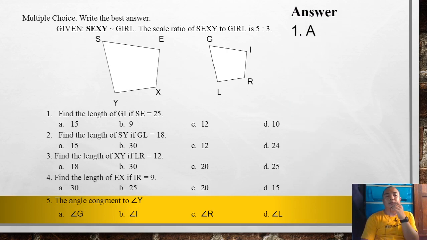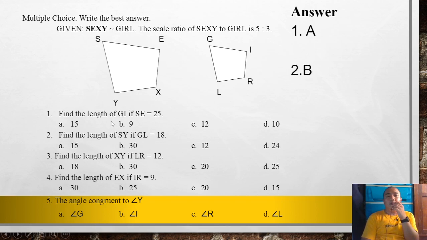A, correct. Let's multiply. You can do this orally. Next, find the length of SY if GL is 18. SY over 18 is equal to 5 is to 3. 30. Let's multiply. B.